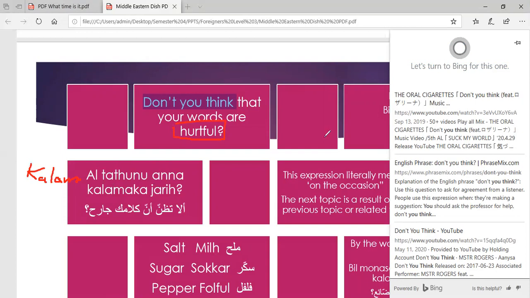So here there's something regarding some words. Salt means milh, sugar means sukkar, and pepper means fulful. We have something that we call by the way. What does by the way mean in Arabic?